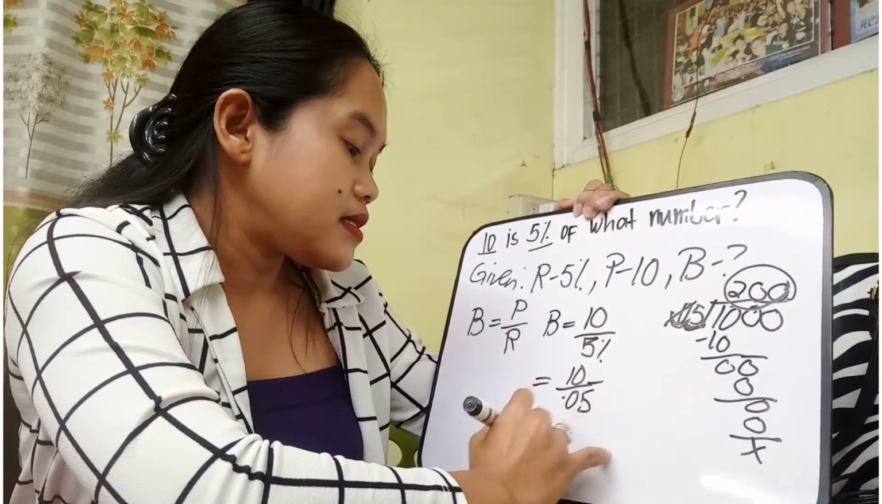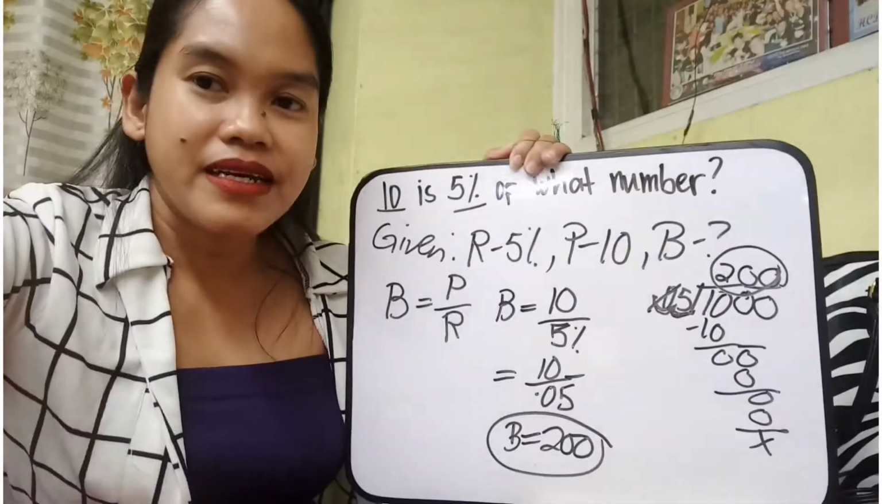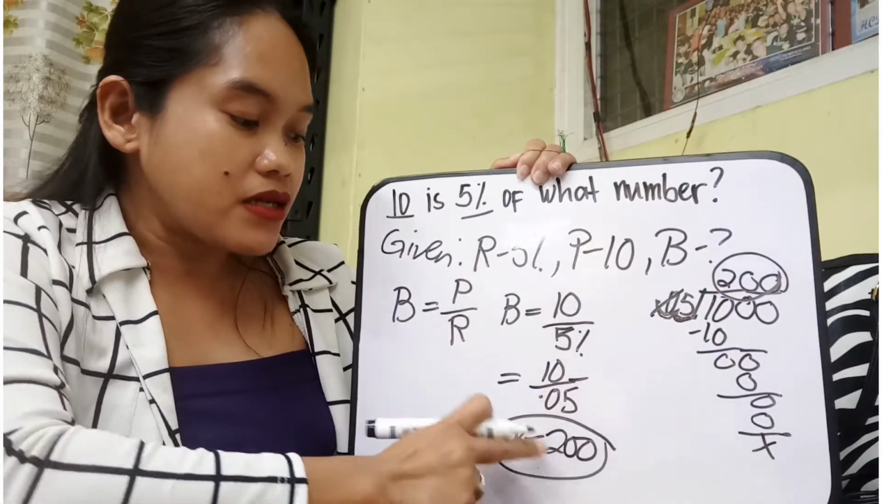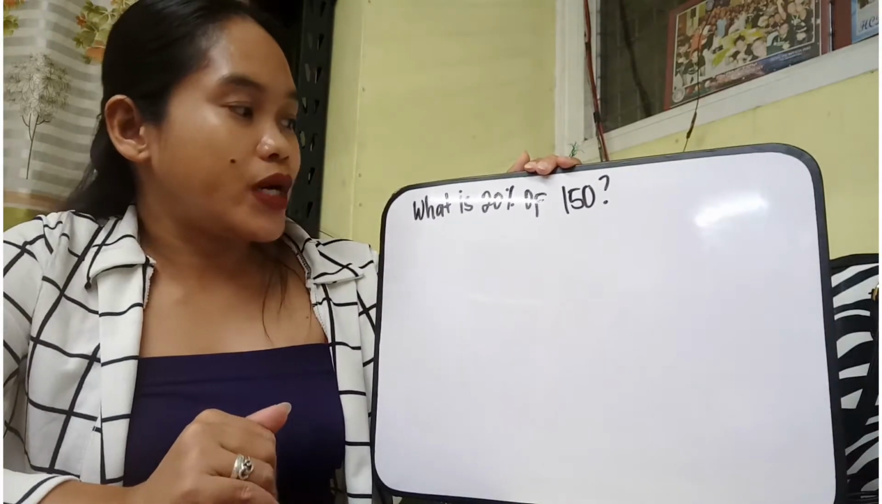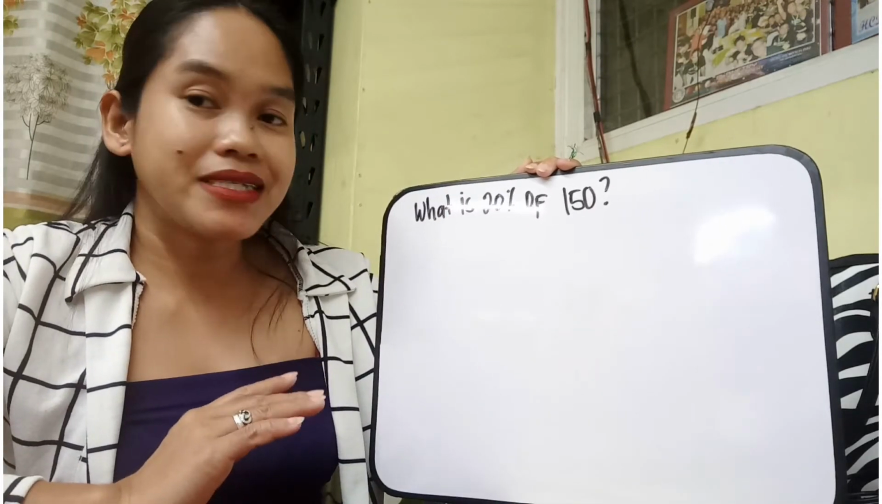So, ang ating base is equal to 200. Ayan. So, ibig sabihin, 10 is 5% of 200. Let's go to our example number 2. That is, what is 20% of 150? So, ano yung 20% ng 150?